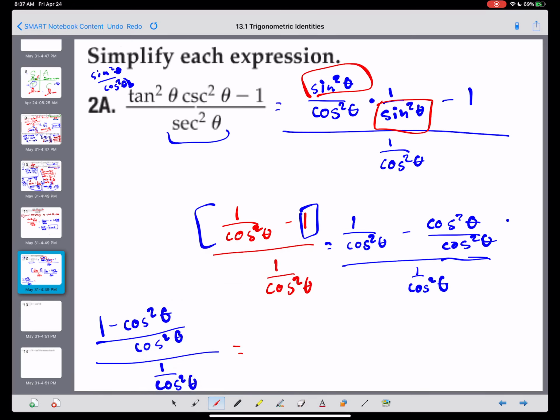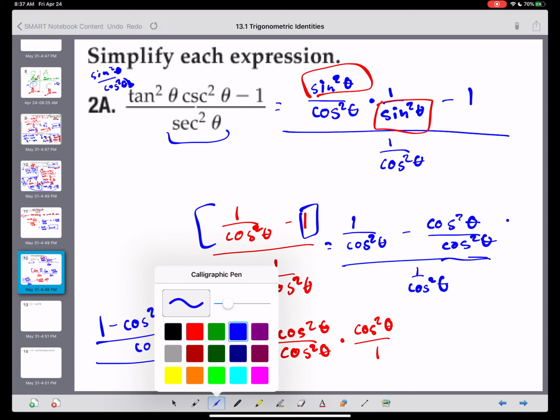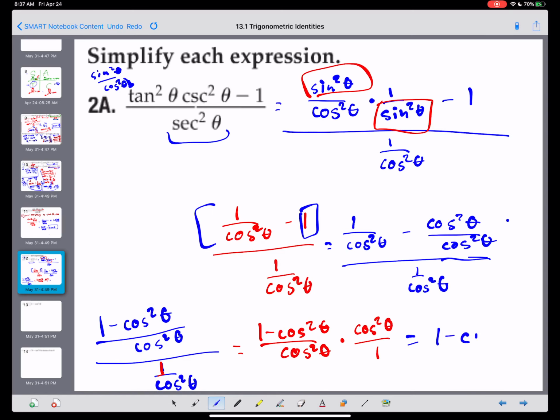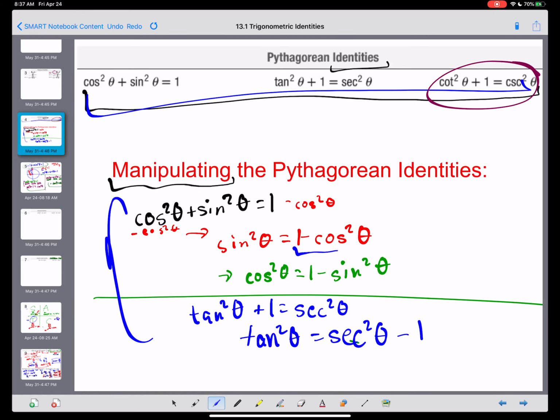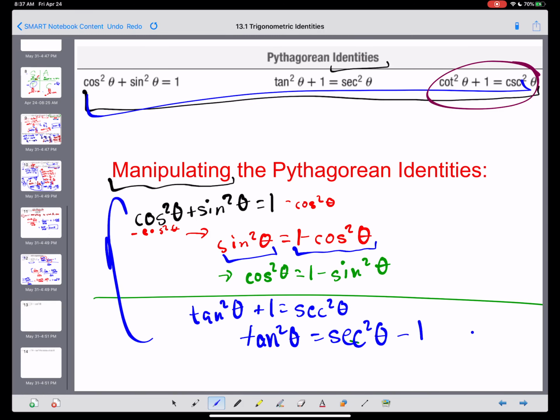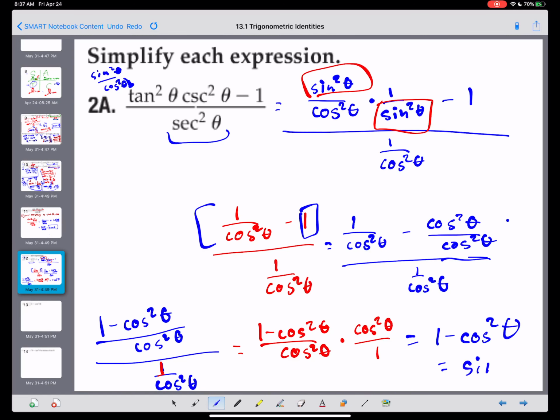Now, if you think about it, you're dividing fractions. If you're dividing fractions, you're really multiplying by the reciprocal of the bottom. So if the bottom is 1 over cosine squared, that's just cosine squared over 1, right? You're just flipping the bottom. Cosine squareds cancel out, so you get 1 minus cosine squared. And this looks really familiar. 1 minus cosine squared, right? If you look back here, 1 minus cosine squared is really sine squared. And that'll be your final answer.